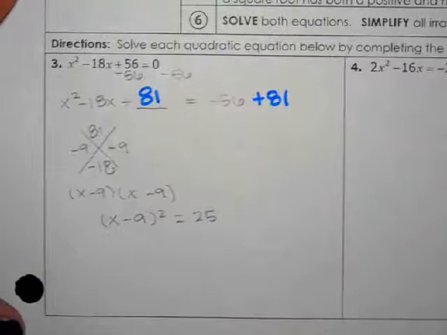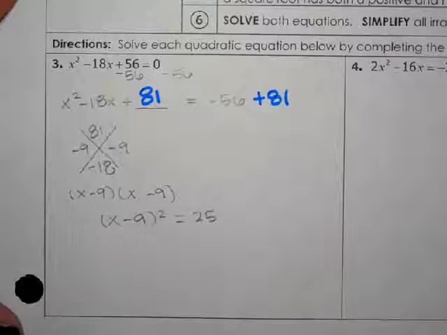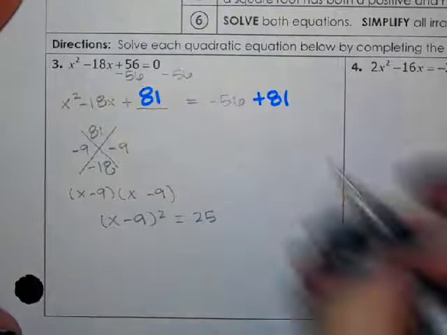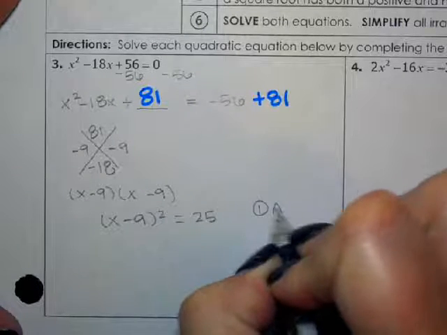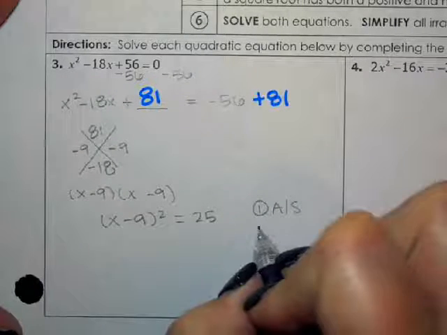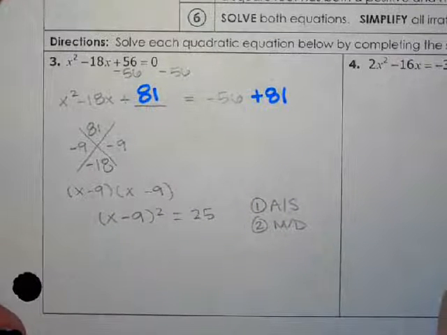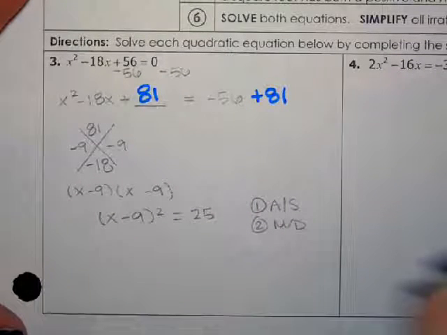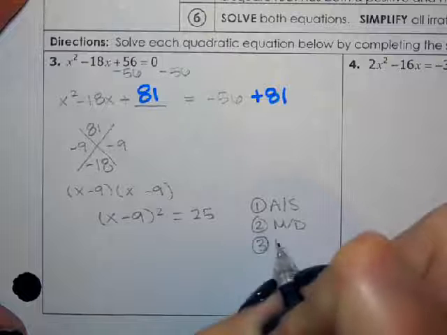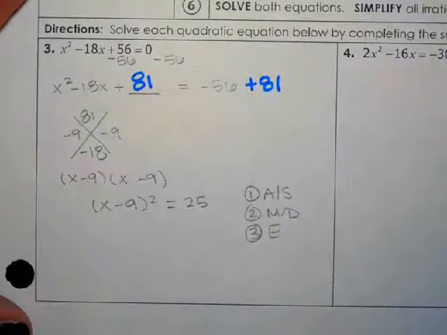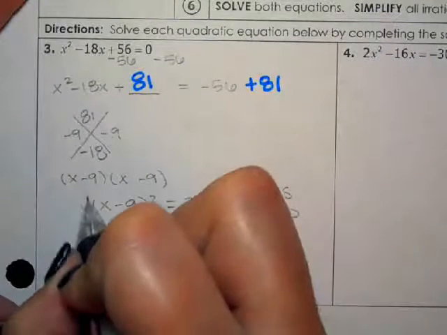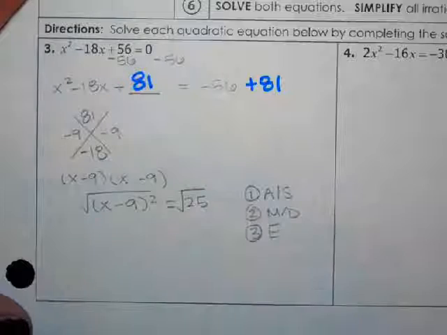All right, now at this point we have an equation to solve, right? So let's walk ourselves through the steps. First step, can we add or subtract anything? Well, no. Second step, can we multiply or divide anything? No. Okay, third step, is there an exponent we could introduce or get rid of? Yes. Okay. So x minus 9 equals what?